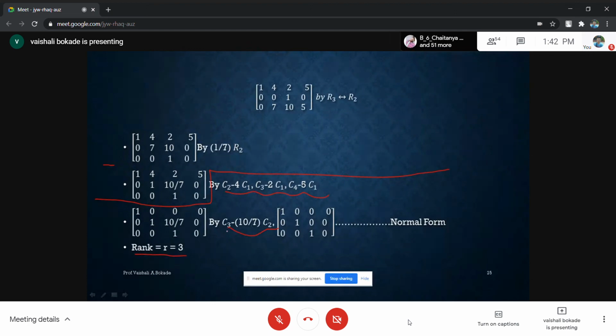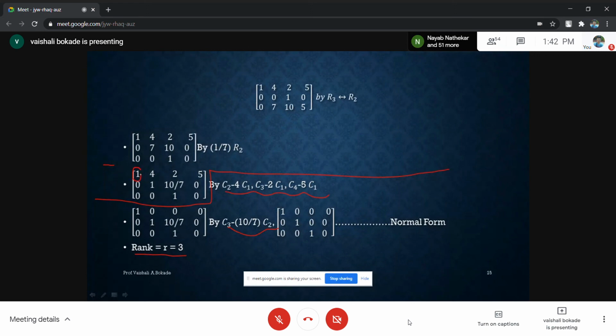So when to use column transformation? Definitely for normal form or canonical form, I have to use column transformation. After the matrix is in echelon form, I start with column transformation. Observe how I'm using column transformation. Remember, I'm talking about echelon form only.